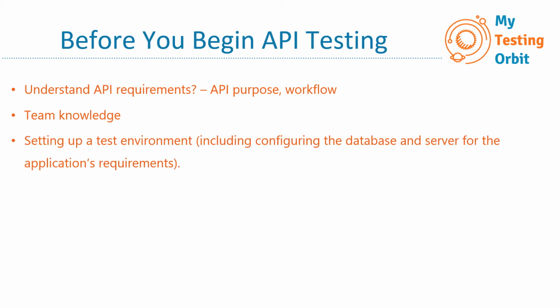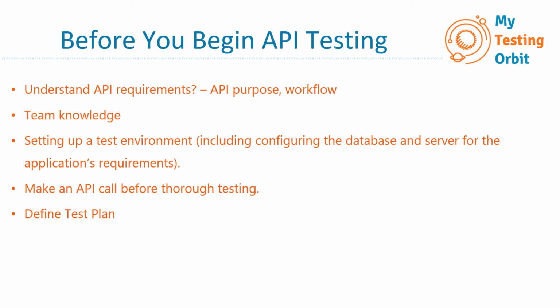Next comes setting up a test environment, which includes configuring the database and server for the application's requirements. Just like any kind of testing, when you are performing API testing as well, it's really important that you first set up a testing environment so that you know you have everything in place before you begin API testing. Then once the testing environment is in place, before you start your thorough testing, you just test one API call to make sure that you are getting the desired response. And if everything is working well, then of course you can continue with the rest of your testing.